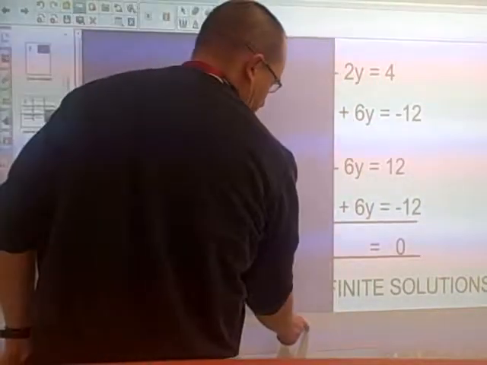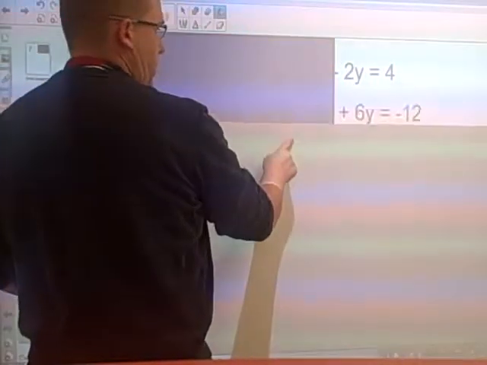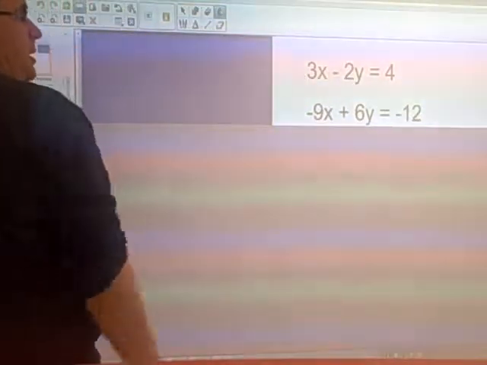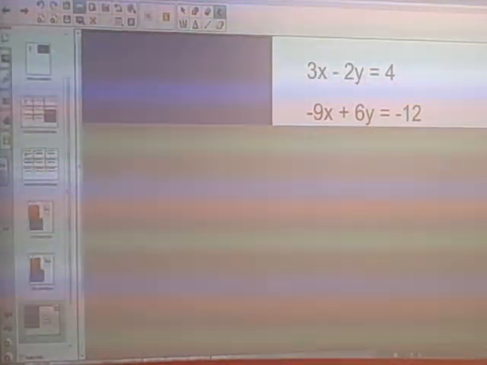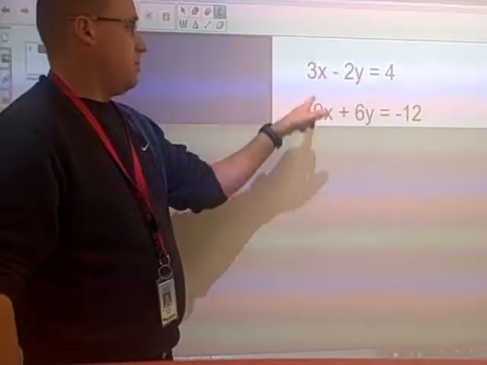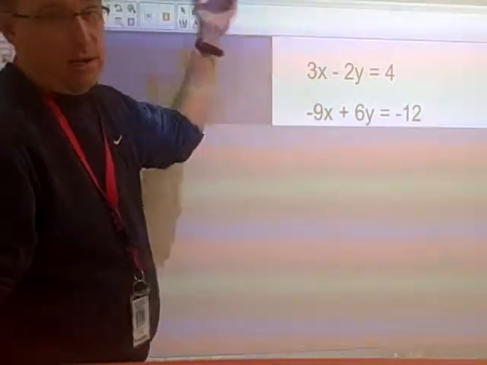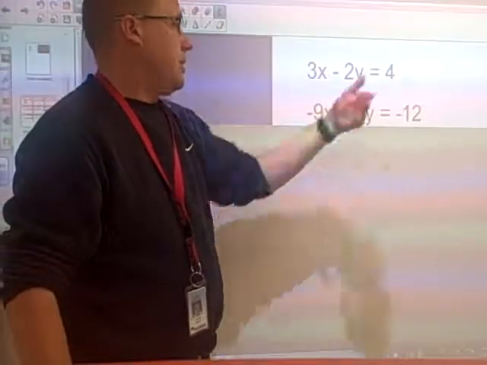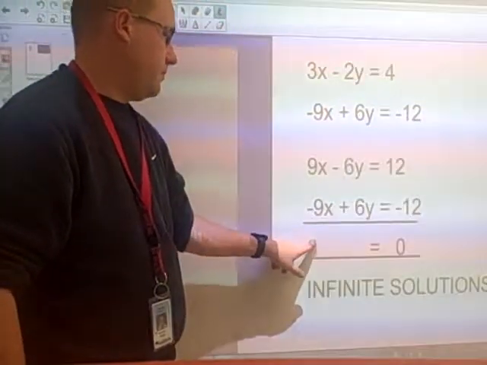Now let's look at the other possibility. If I was to do 3x minus 2y equals 4, and negative 9x plus 6y is negative 12. If I was to times this by 3, then certainly I would end up with 9x, so that would work. Minus 6y equals 12.